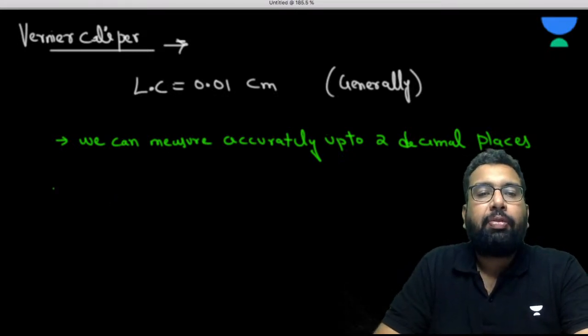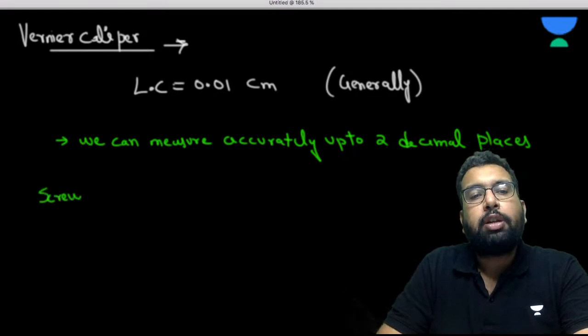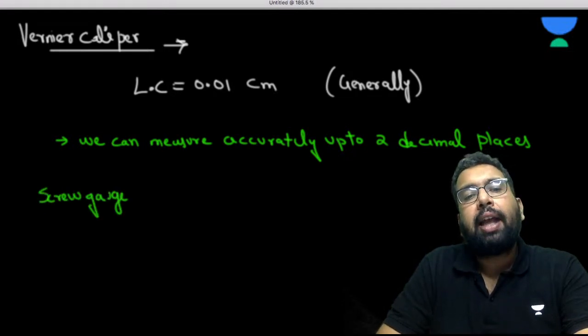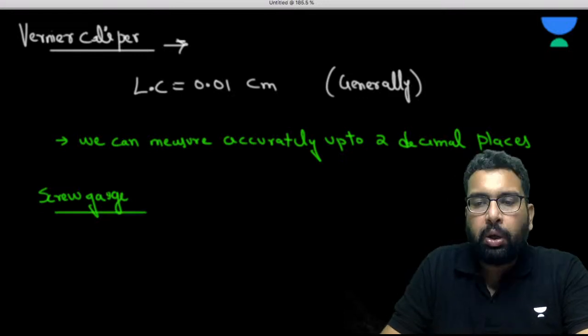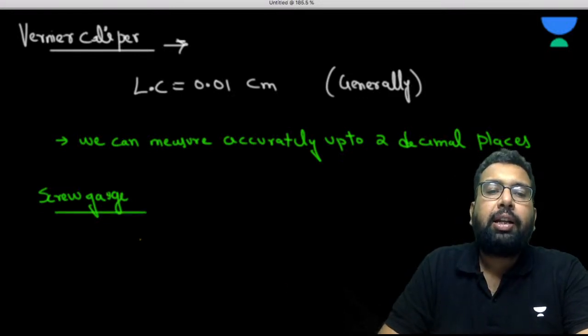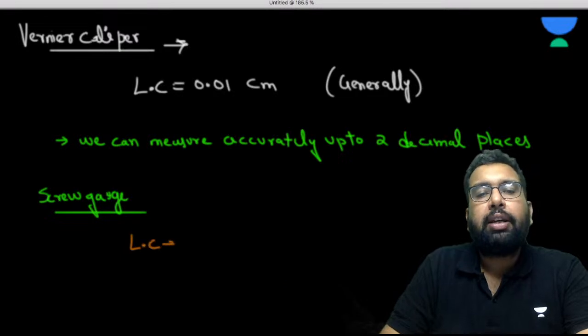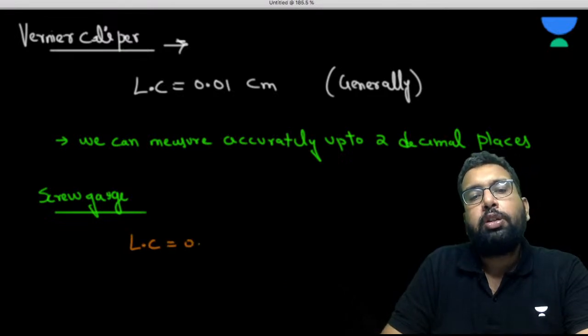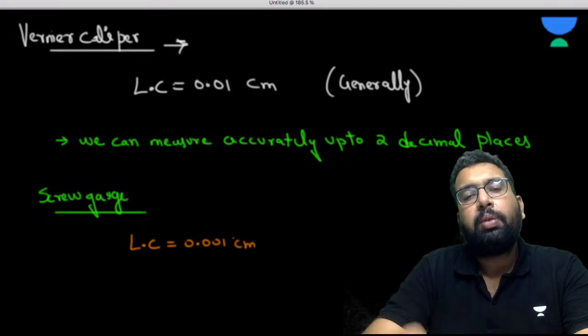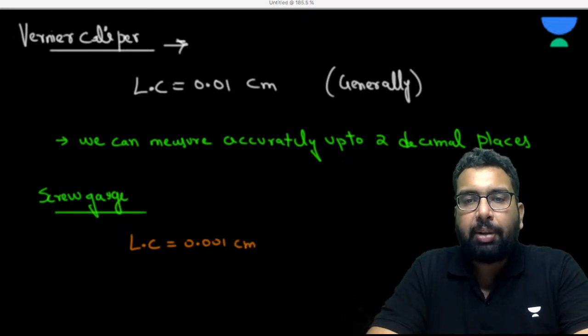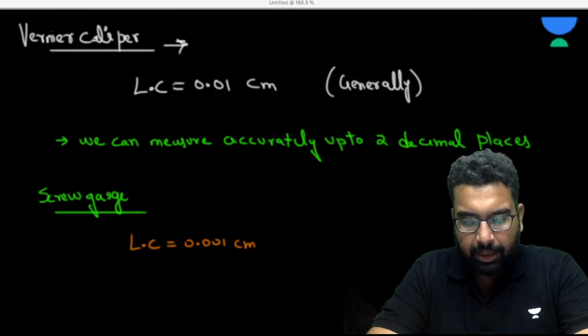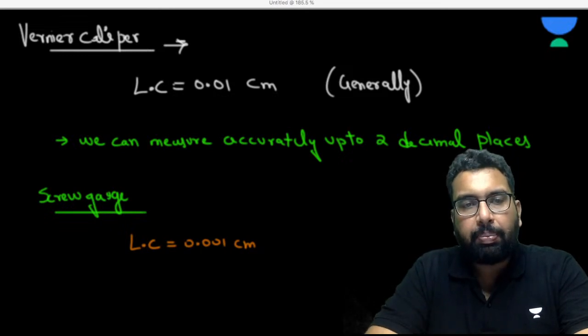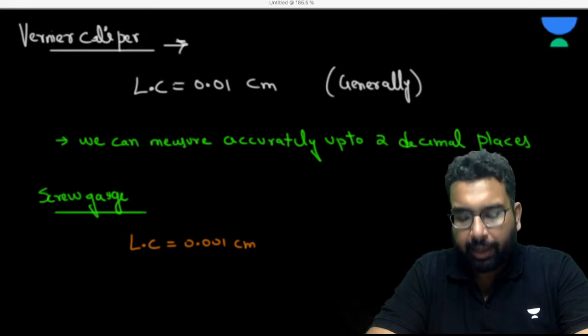Afterwards we are going to talk about a screw gauge. It can have any least count according to its arrangement, but generally the least count of a screw gauge is 0.001 centimeter. Now live students, please tell me, up to what decimal places can the screw gauge make an accurate measurement? What do you think? Can you tell me?